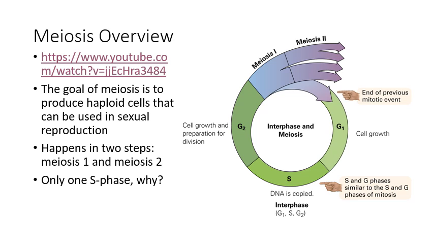In meiosis, S phase produces 4N chromosomes, and then we're going to make 4 haploid cells. So if we underwent S phase again, then we'd have too much DNA. We'd have too many chromosomes. So we only go through S phase once because we only need to copy the DNA once to make 4 haploid cells.